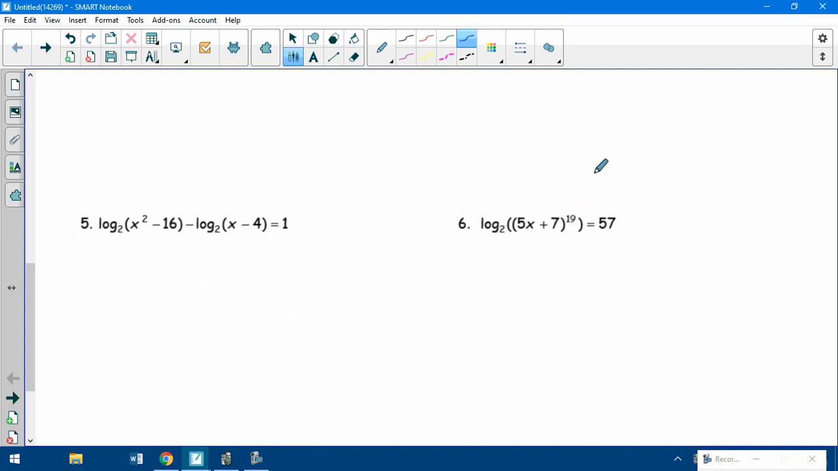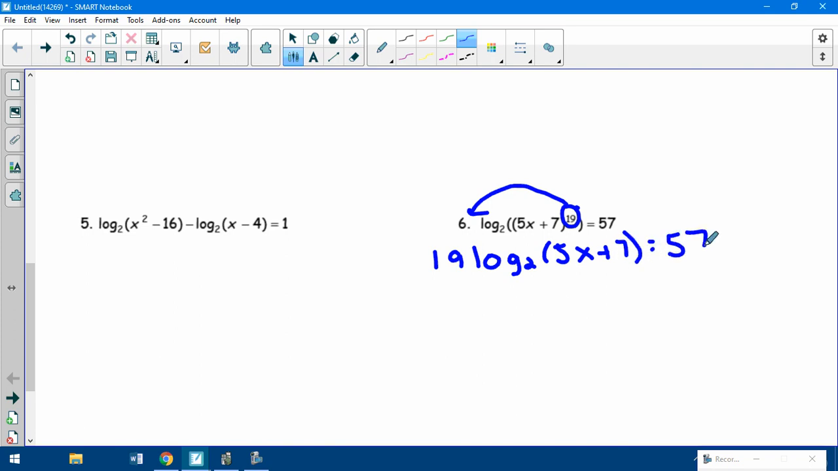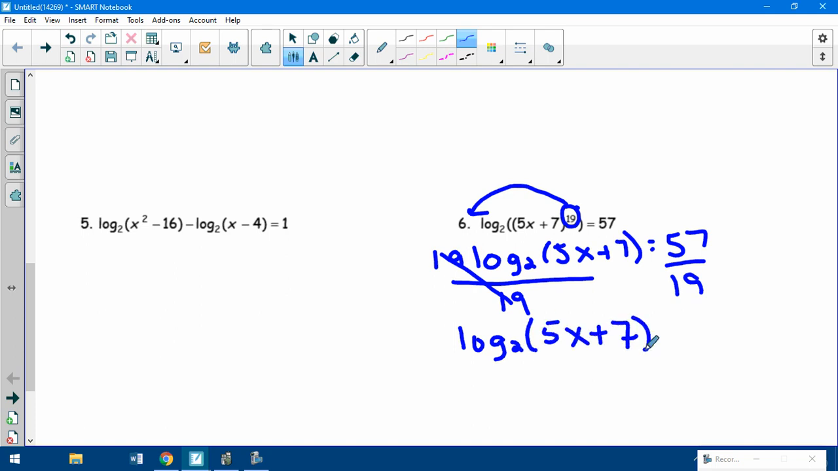So if I bring that 19 out front and say 19 log base 2 of 5x plus 7 equals 57, then I'll be able to solve this a lot easier if I divide by 19. And 57 divided by 19 actually is a nice number. Log base 2 of 5x plus 7 equals 3.